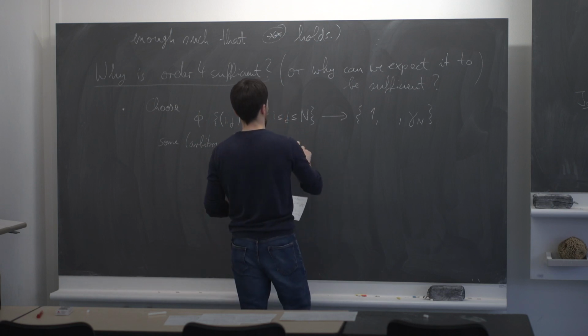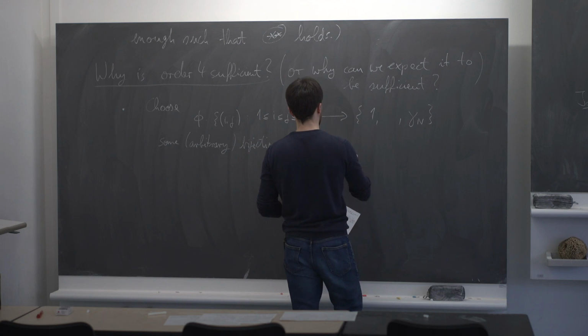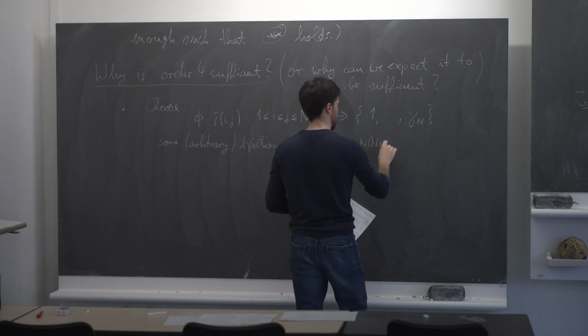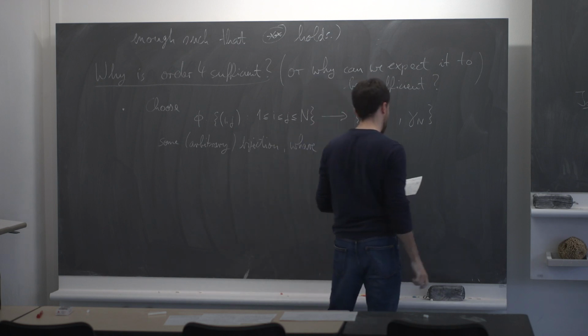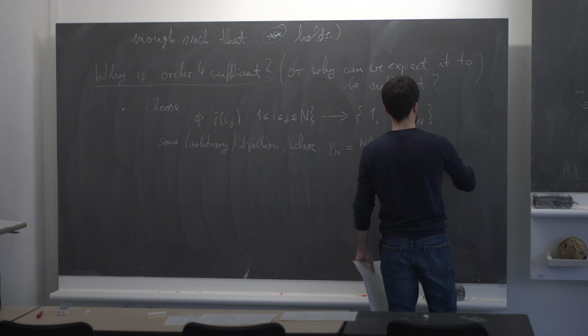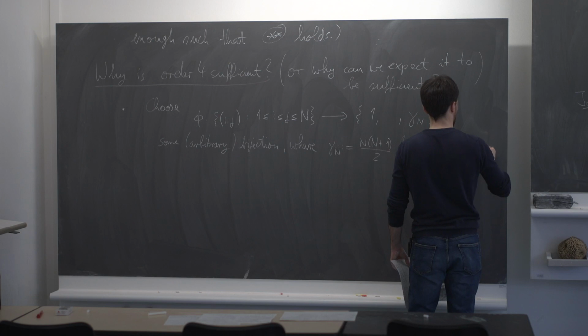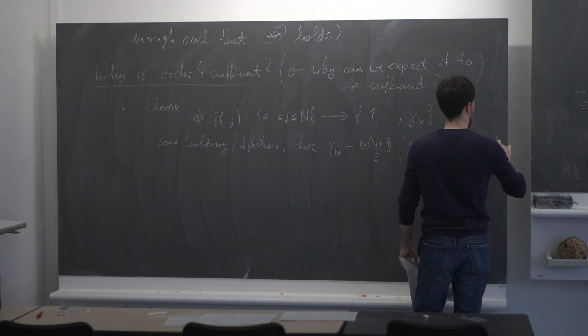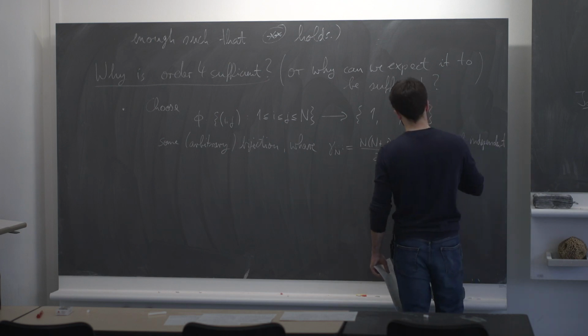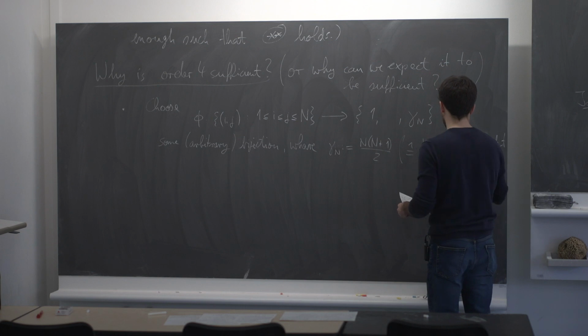I guess you have all already done the computation in your head. Gamma n is of course n times n plus 1 over 2, and that corresponds to the number of independent entries of a Wigner matrix.